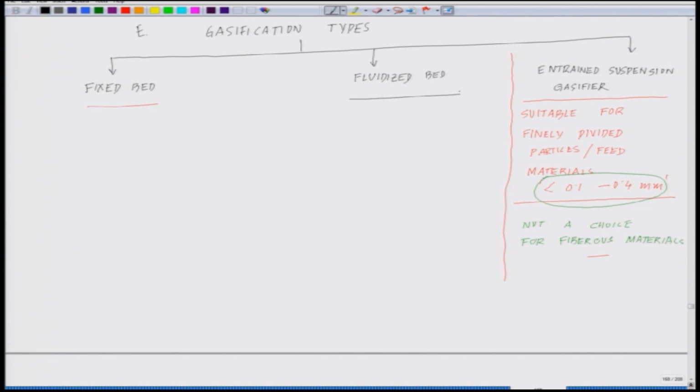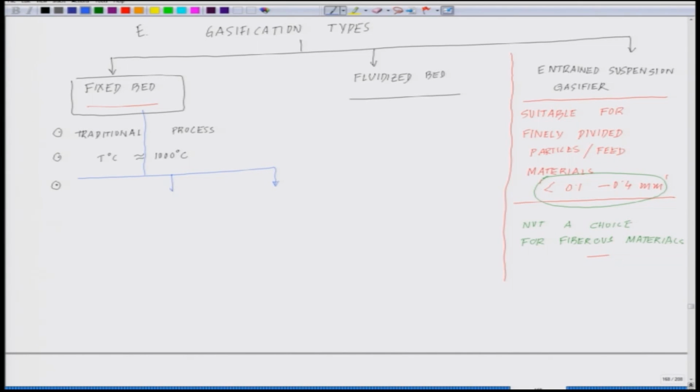and fluidized bed. So, we will start off with the fixed bed. In terms of the fixed bed gasifier, these are the very old traditional gasifiers. So, it is a traditional process, and the temperature at which it works is around 1000 degrees centigrade.